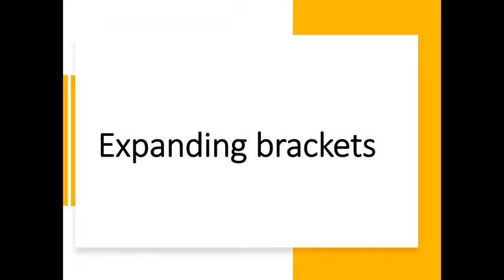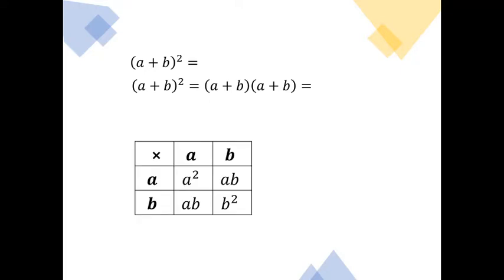I'd like to start by doing a little bit of work on expanding brackets. Okay, let's start with (a + b)². Remember that means (a + b) multiplied by (a + b). There are lots of different ways to multiply the two brackets together. I'm a bit of a fan of the grid method, so I've shown you here how you would use the grid method to multiply those two brackets together.